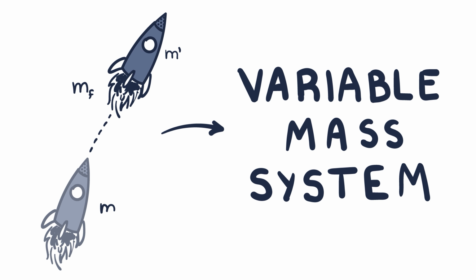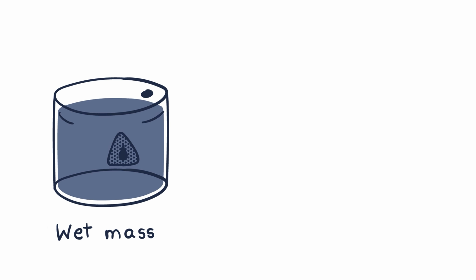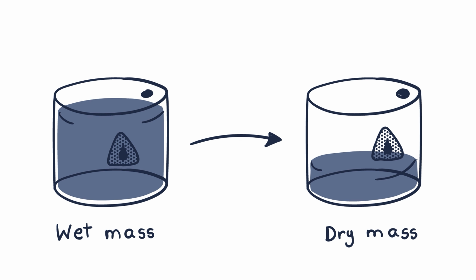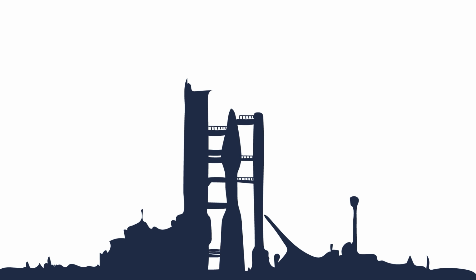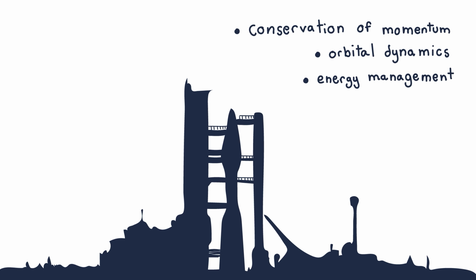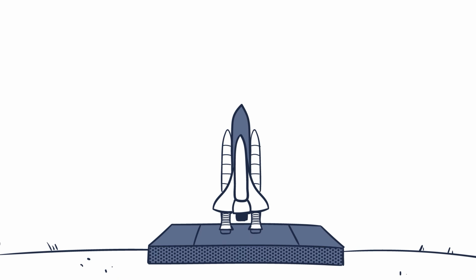Because of this, we have to constantly manage the relationship between the wet mass, the fully fueled vehicle, and the dry mass, which is the vehicle after the fuel is gone. Every launch from the Kerbal Space Center is a practical application of the conservation of momentum, orbital dynamics, and energy management. On the launch pad, our rocket is stationary, fighting the downward pull of Kerbin's gravity. To rise, we must generate an upward force greater than our weight.